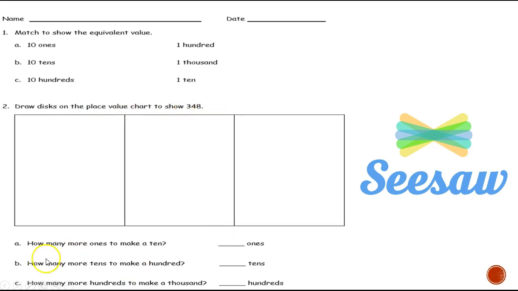Number 2, you're going to draw discs on the place value chart to show 348. Then down here, A, how many more 1s to make a 10? B, how many more 10s to make 100? And C, how many more hundreds to make 1,000? When you're done, take a picture and send it to your teacher. Good luck.